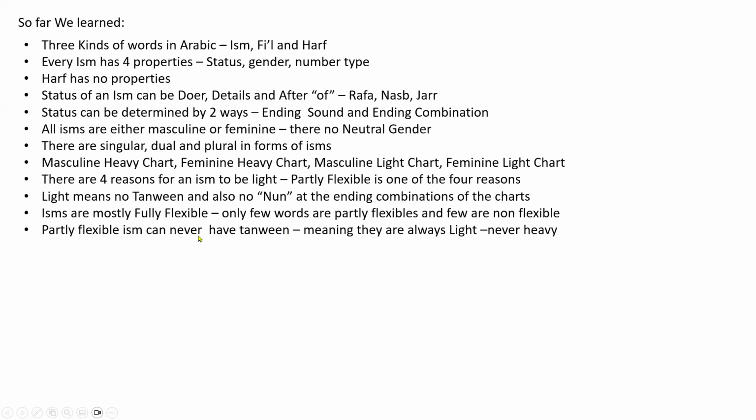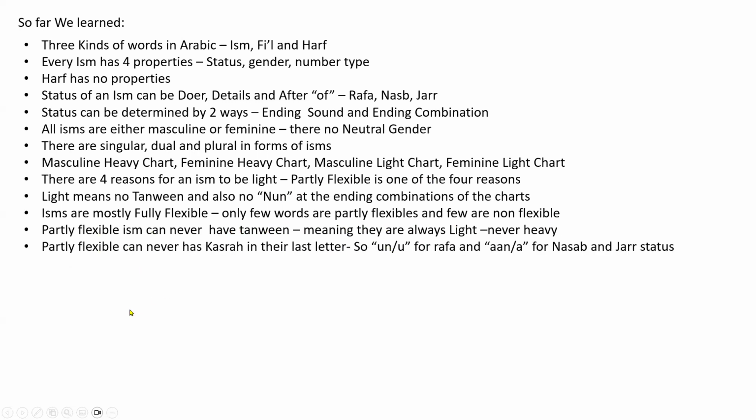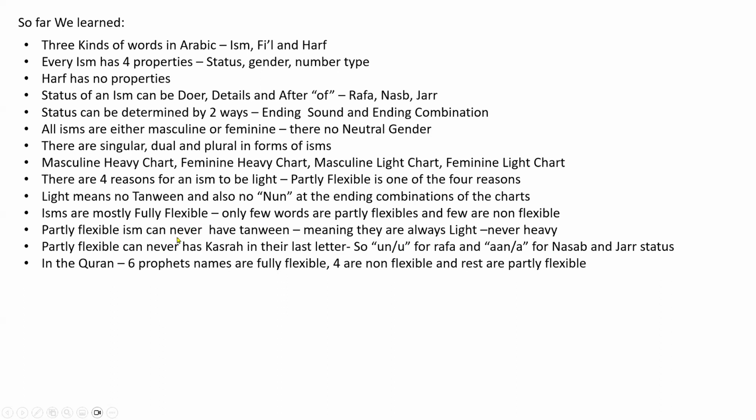Most of the names we talked about, names of places and names of non-Arab people, are always light, never heavy. Partly flexible words can never have a kasra on their last letter. So it is un or u for rafa, and an or a for nasab and jar status. This is very important, please do not forget that. In the Quran, six prophets' names are fully flexible. We talked about those. Four are non-flexible, and the rest are partly flexible.